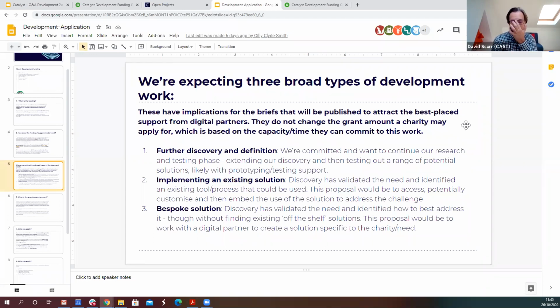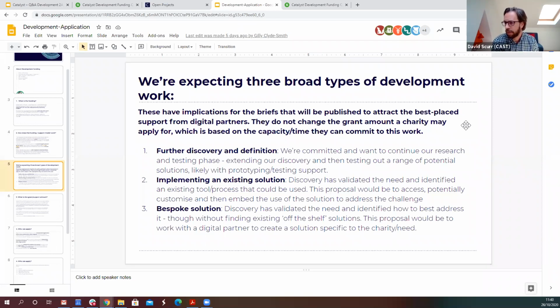You would be eligible to apply for this development round. So you don't have to have a prototype yet or a solution in mind. You can spend those 10 weeks refining that process, if you like. You might want to implement an existing solution. So through the discovery phase, it's validated the needs and identified an existing tool or process that could be used. That's great. That's a good fit.